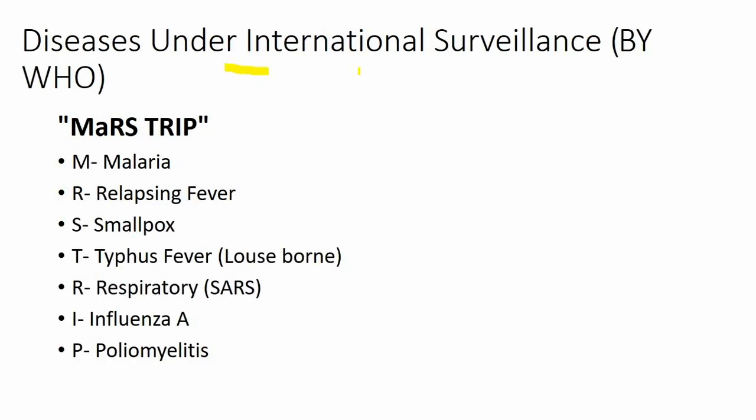Diseases under international surveillance, we have the mnemonic as MR STRIP. M stands for malaria, R stands for relapsing fever, S stands for smallpox, T stands for typhus fever, R stands for respiratory, that is SARS, I stands for influenza A, P stands for poliomyelitis. So these are all the diseases under international surveillance. This is different from notifiable diseases under WHO. That is YCP: Y stands for yellow fever, C stands for cholera, P stands for plague.